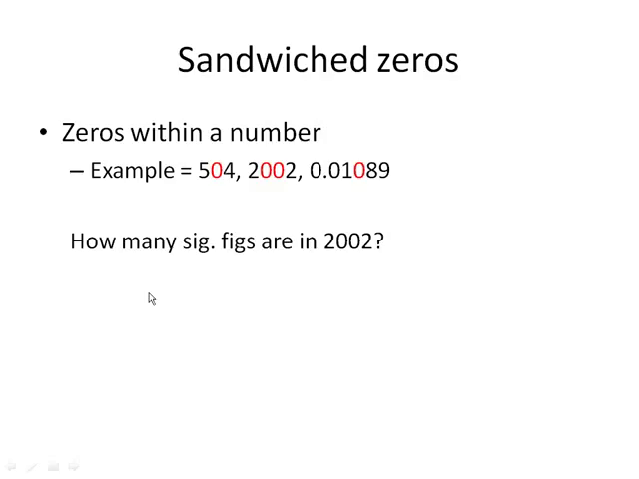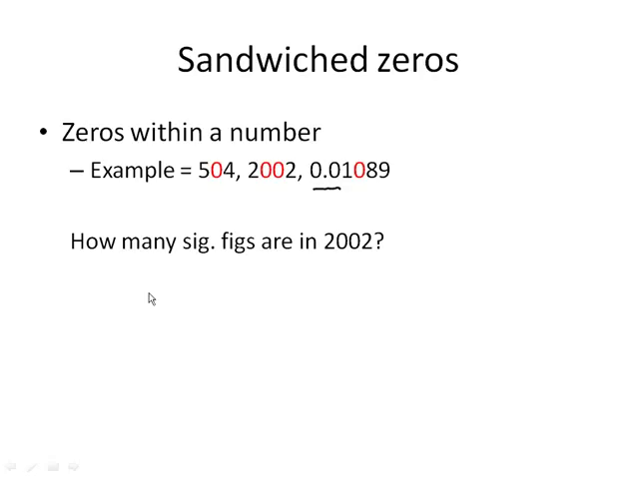For example, if I have 504, that zero that's highlighted in red, that's a sandwich zero. It's a zero contained within the number. 2002 has 2 zeros in red because I've got 2 zeros sandwiched within the number. 0.01089 has 1. Those 2 front zeros, these guys out here, these are something else. They are not within the number.